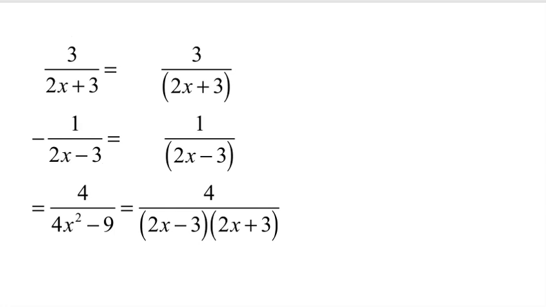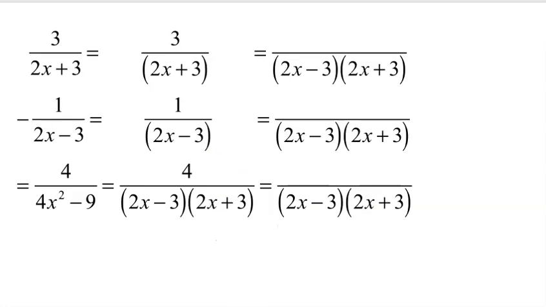Now I need to build a common denominator. I see a 2x plus 3. I see a 2x minus 3. Those are the only denominators that I'm seeing. So my common denominator will be 2x minus 3, 2x plus 3. I'll bring over the 3, 1, and the 4.